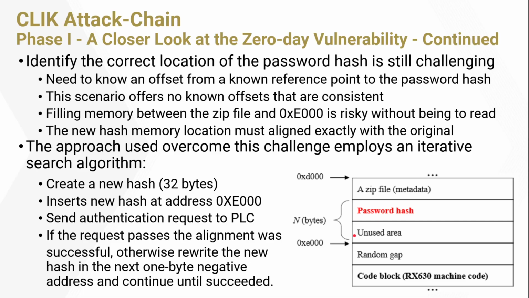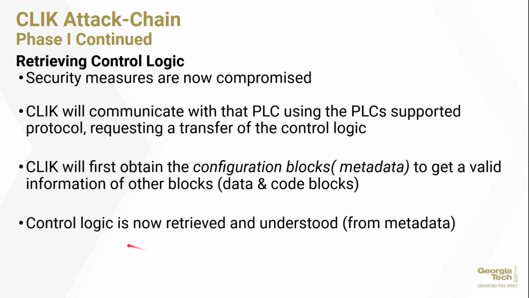Once the new hash matches the exact same position as the original password hash, at that point in time, the PLC is actually going to grant CLIK access into the PLC. So once security measures are compromised, CLIK will communicate with that PLC using the PLC's supported protocol, requesting a transfer of the control logic.